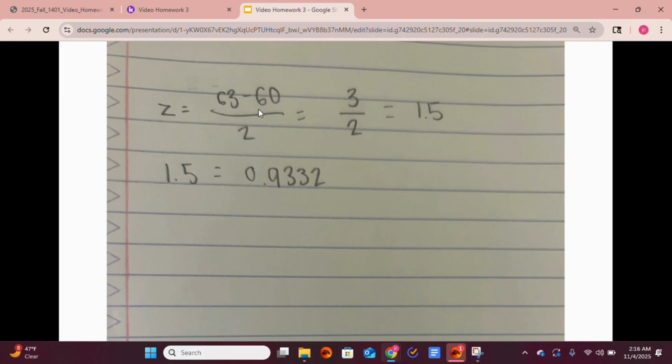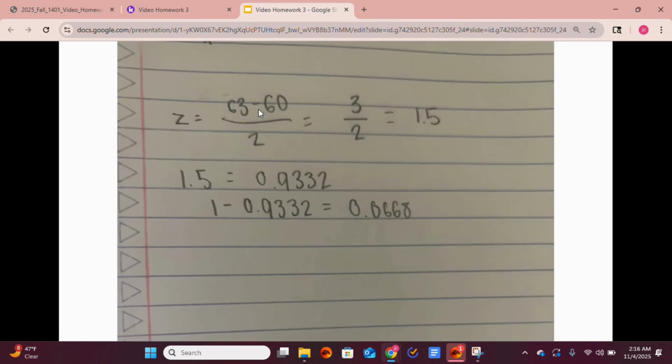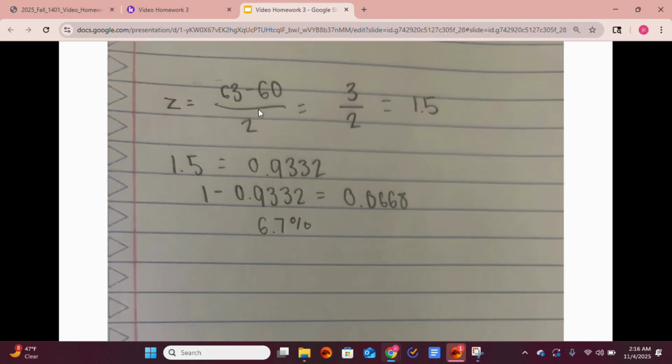When we find this in the z-table, we get 0.9332. We would then have to subtract from 1, so our answer would be 0.0668. This would mean there is about a 6.7% chance our sample mean is greater than 63.